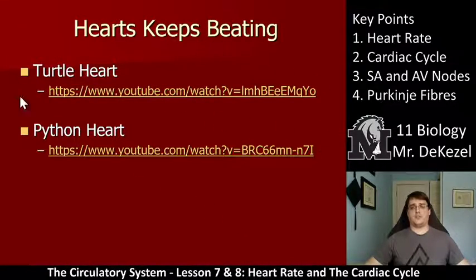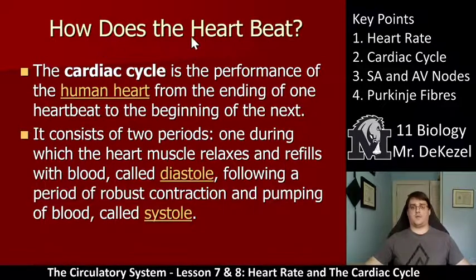So what these two videos show is how a heart can keep beating even if the animal is dead and the heart has been extracted. You can see the turtle heart beating in his hand and the python heart even after he's essentially destroyed the animal. The heart is still beating. How is that even possible? So this is possible because the cardiac cycle is taking place. I guess I didn't do a good job of organizing this, but we'll get to the answer to that question. So how does the heart beat?